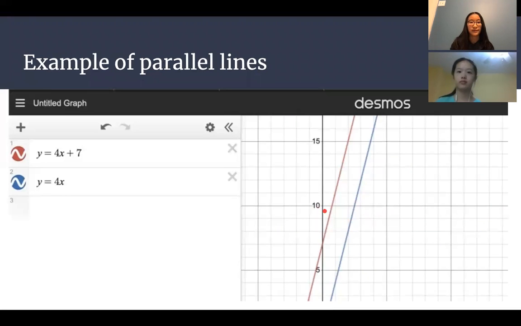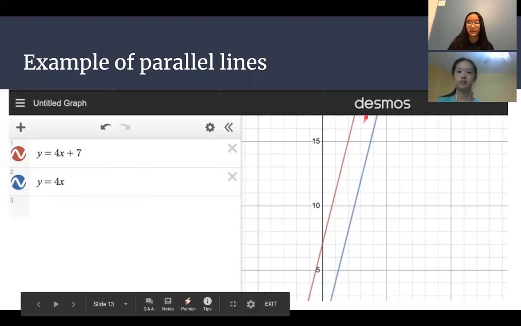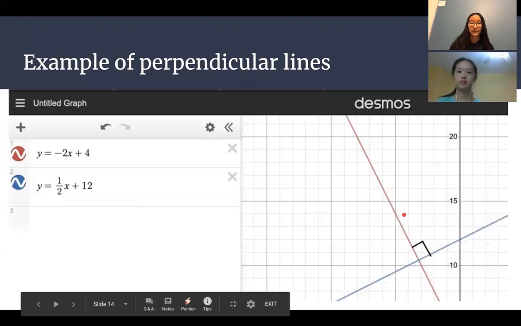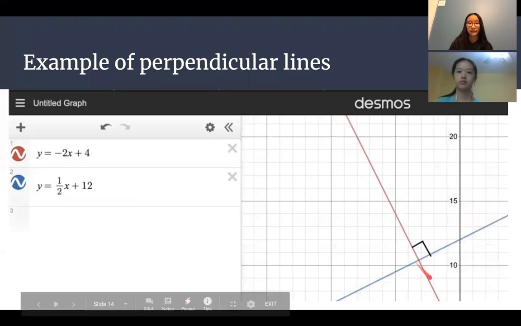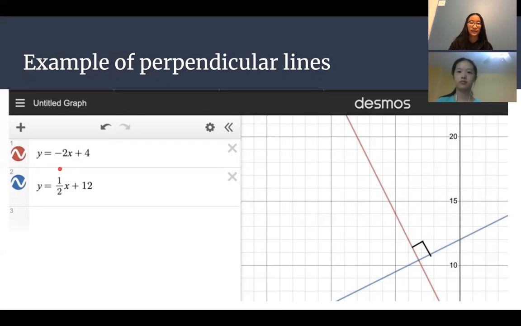And also, here is what a parallel line would look like. As you can see here, these lines have the same slope, a slope of 4, and they're parallel, so they will never touch or intersect. And here are some perpendicular lines. So here is y equals -2x plus 4. Here is y equals 1/2 x plus 12. And you can see that they meet at right angles. And the slope, -2, is the opposite reciprocal of 1/2.